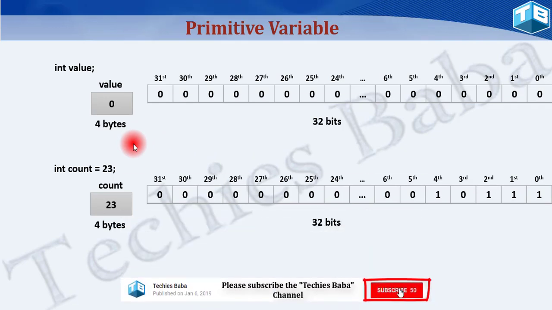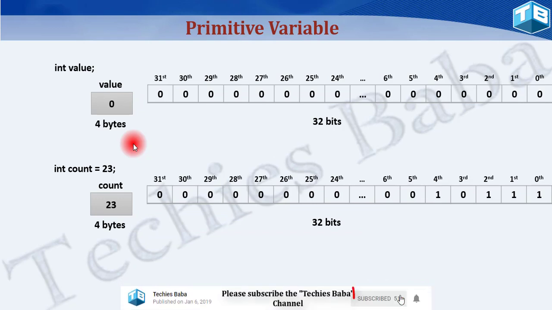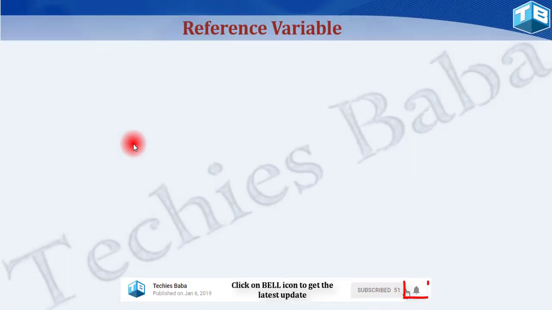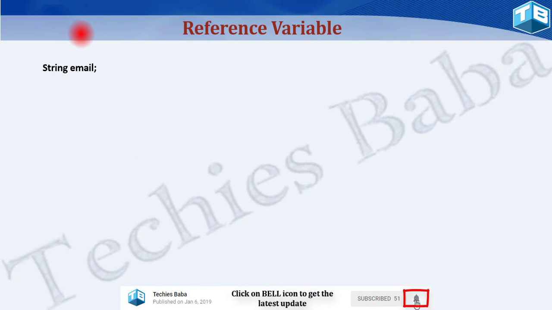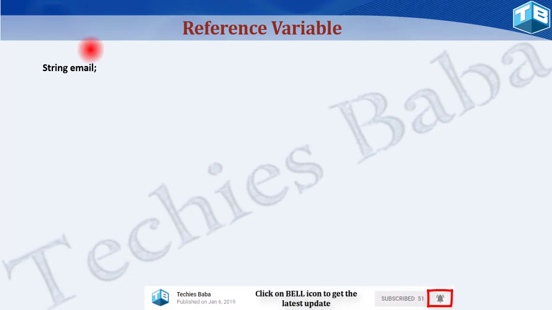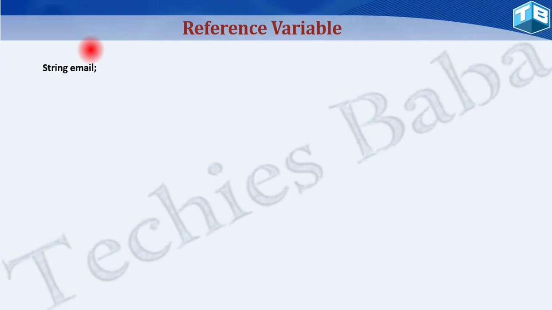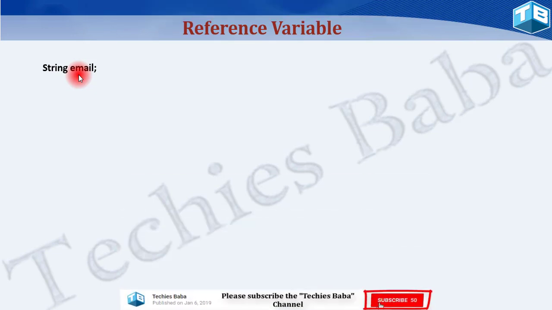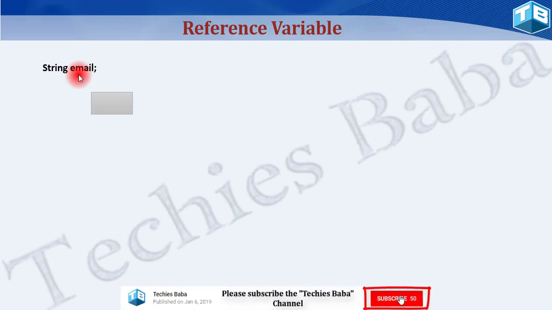Now what about the case of a reference? Let's say we use String. String is a predefined type in Java. We are using the example of a string. So I say String email. I want to store the email. A string is a combination of characters. So what will happen with String email? The process remains the same. The memory block will be allocated. But what is the size of this memory block?